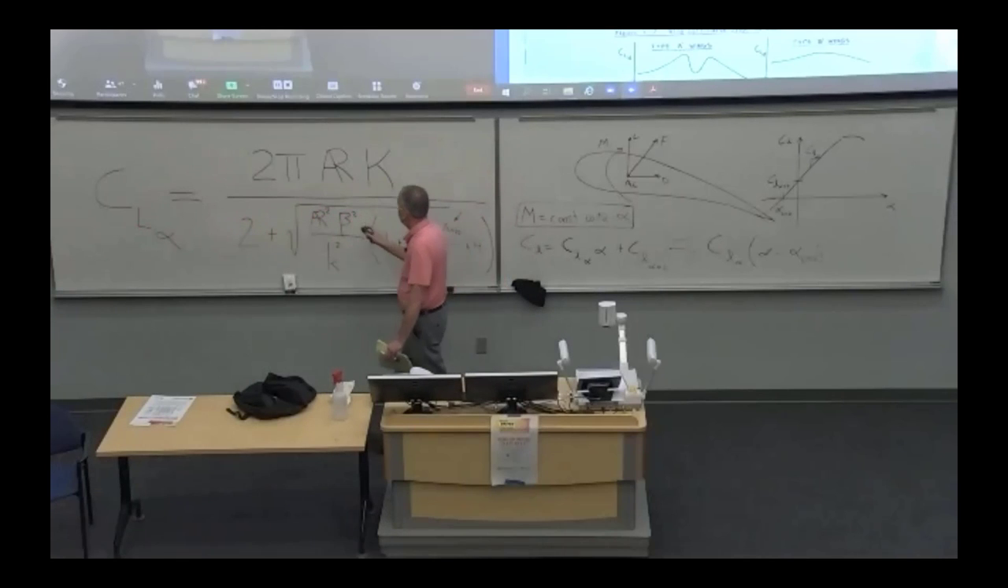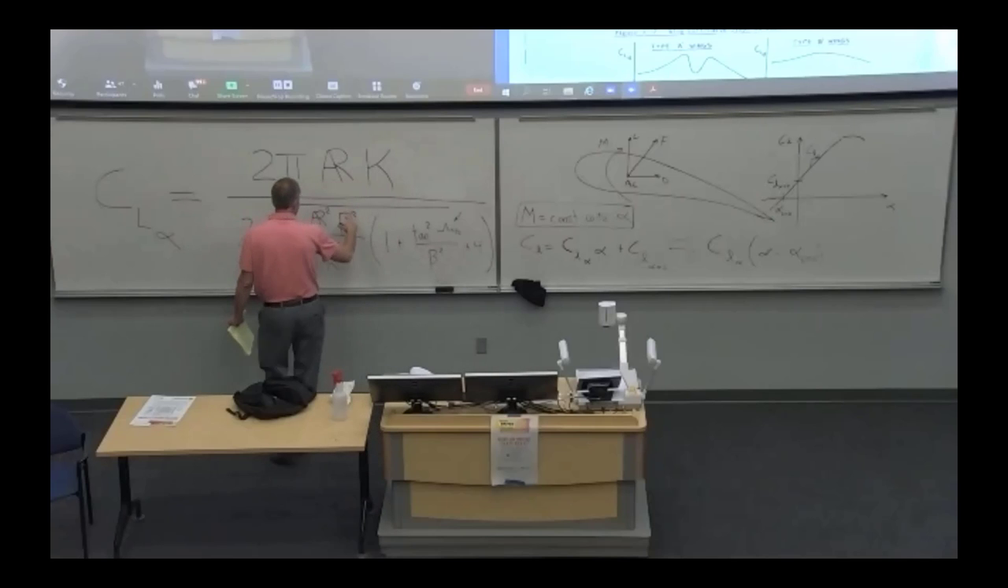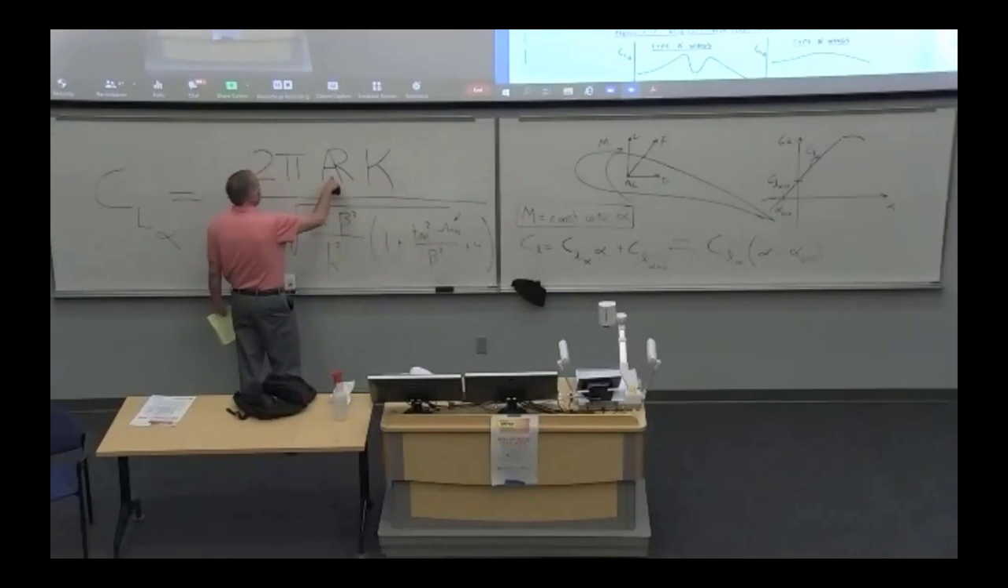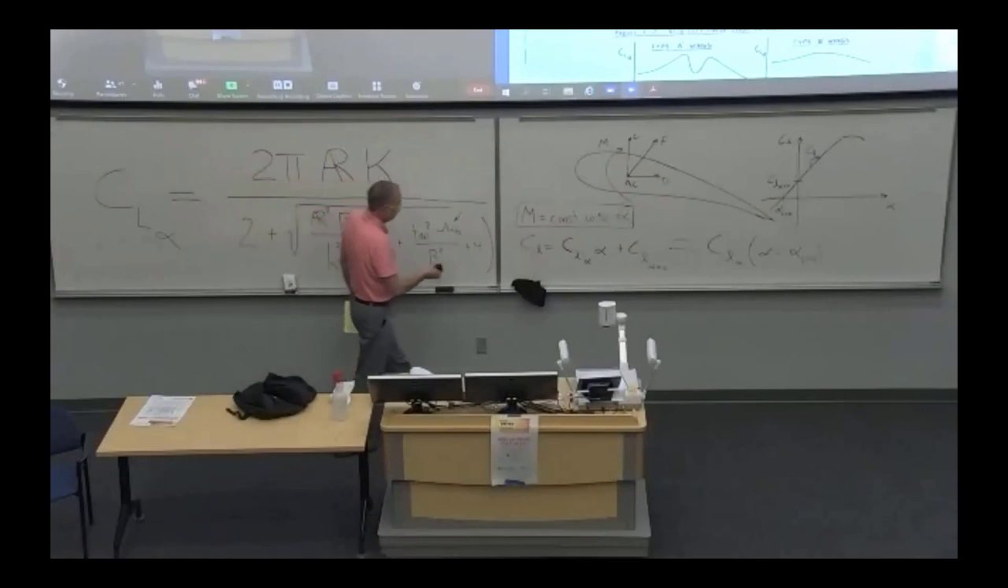So you have to calculate AR, that's the aspect ratio. In the formula in the book, in the handout, it's just A, big capital A. I like to write it like that because it's obvious. Beta, I'm going to define here in a minute.